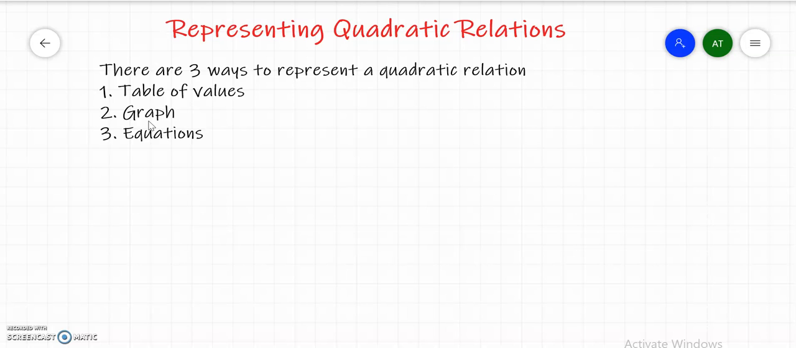In this video we are going to learn how to represent a quadratic relation, and what the different ways to represent a quadratic relation are. Basically there are three different ways to represent a quadratic relation. The first is by using a table of values, the second is by using graphs, and the third is by using equations. Let's begin with the first way.